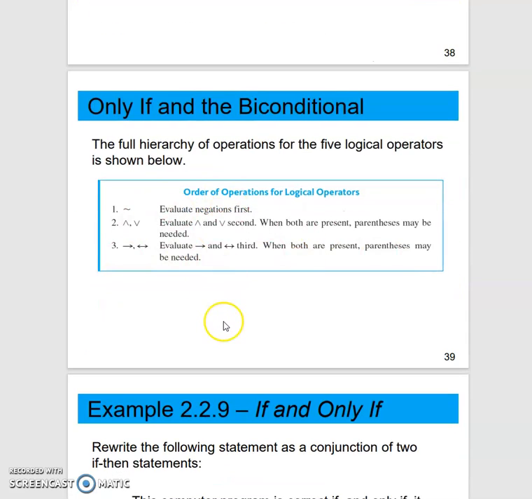So here's just a quick recap of order of operations. So not first, and or comes second, if then, and if and only if are last. And again, that's assuming we don't have any parentheses to tell us otherwise.